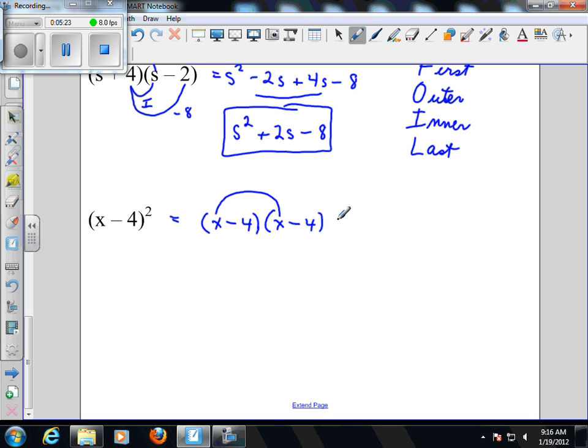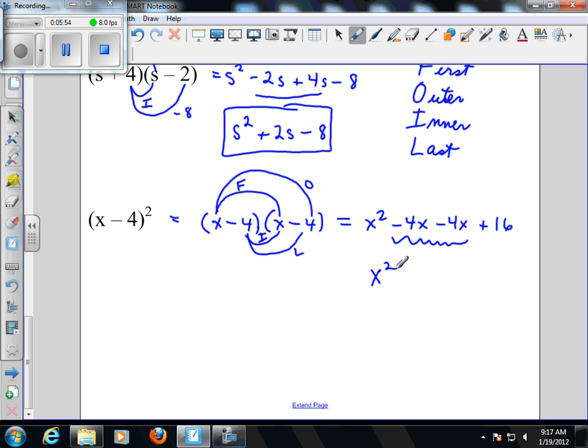X times x gives us x squared. That's our first term. X times negative 4, those are our outer terms, gives us negative 4x. Negative 4 times x is negative 4x. Those are the inner terms. And negative 4 times negative 4 is positive 16. Those are the last terms that we just multiplied. Add together or combine our like terms in the middle. So we have x squared minus 8x plus 16.